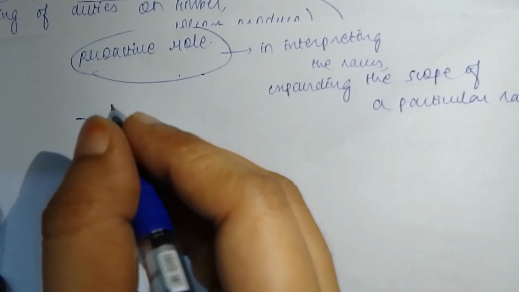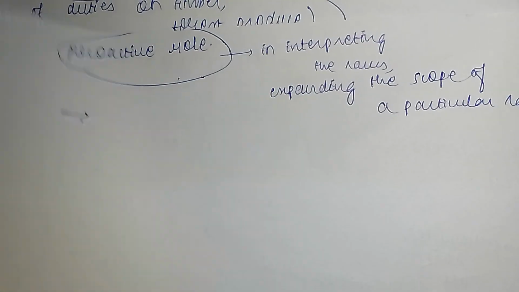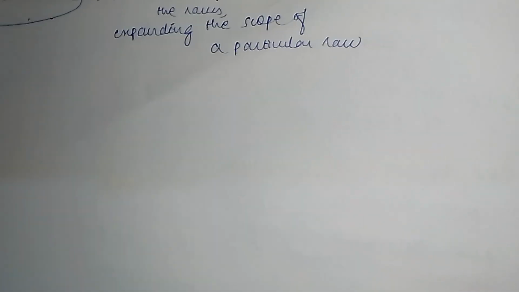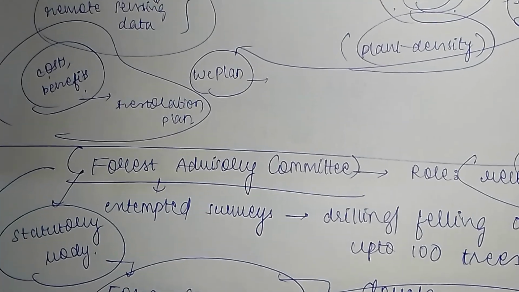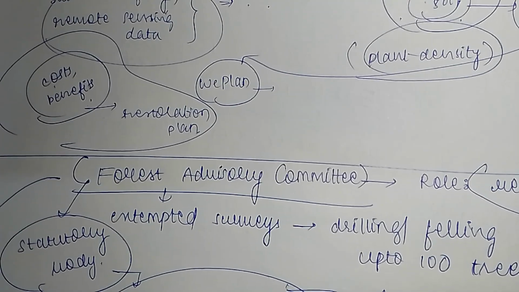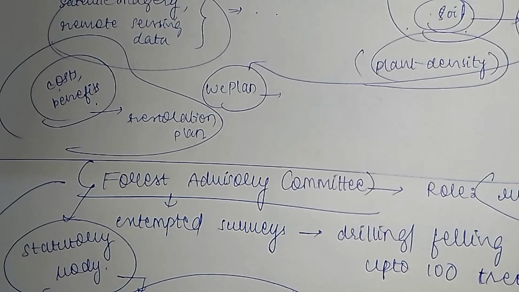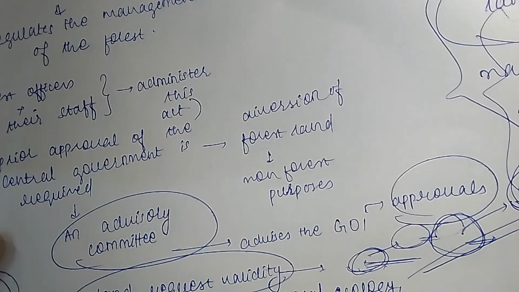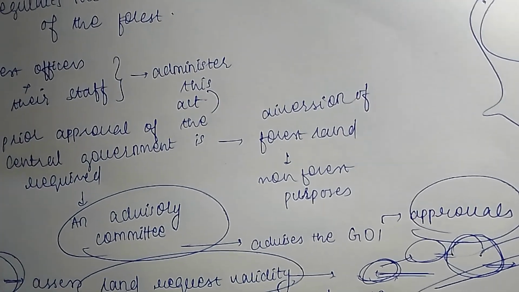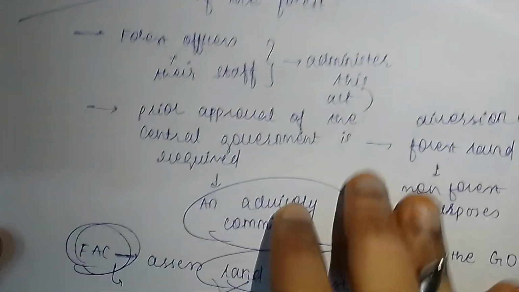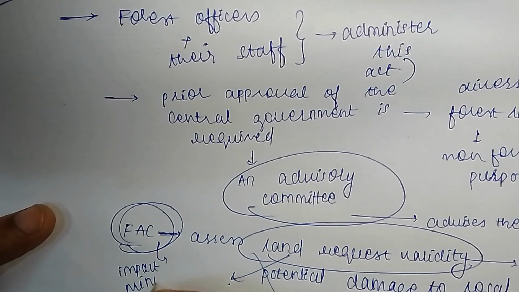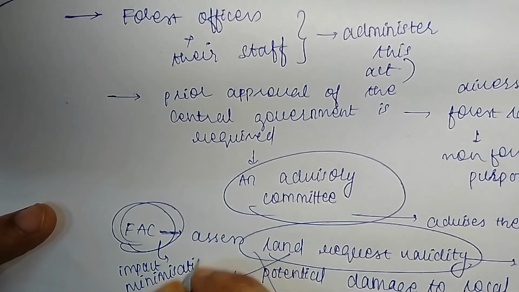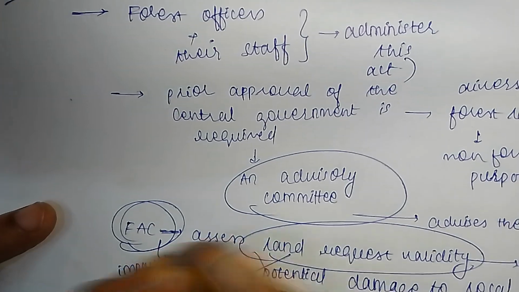Then with regards to the Forest Conservation Authority, I think I did not mention one point. It approves diversion of forest land for non-forest purposes. And they have mentioned that it assesses land request validity, potential damage to local ecology and wildlife habitats. And also here it is mentioned that it assesses impact minimization plans. There's some point which I missed, I guess. Not sure what the point is.